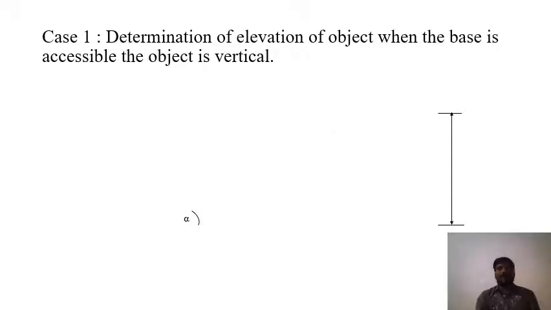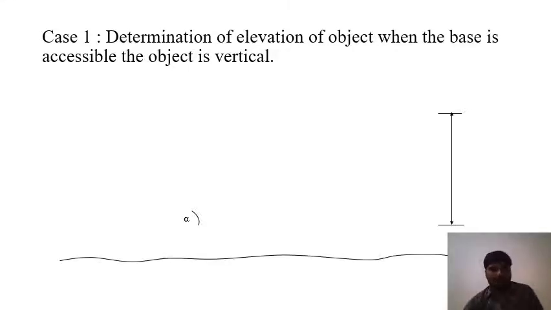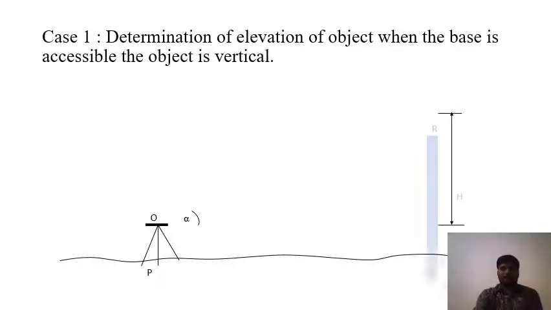Okay, now I am talking about case one. Determine the elevation of an object when the base is accessible and the object is in a vertical plane. Our object is in a vertical plane and easily accessible. So I have taken the ground, this is the ground surface. I put a tripod, and over that we have put a theodolite to take the measurements.